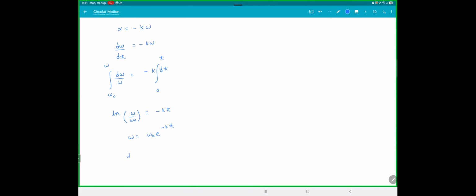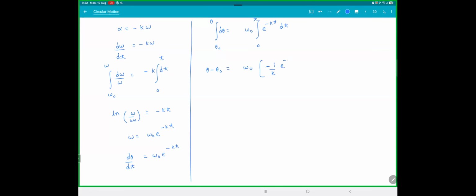Then again we integrate this, d theta by dt. It was the same problem. We're just repeating the steps. Then we get d theta equals omega naught e power minus kt dt. Integrate again. This will go from theta naught to theta and 0 to t. This will give you theta minus theta naught is equal to omega naught times the integral of e power minus kt, which is minus 1 by k e power minus kt, from 0 to t.